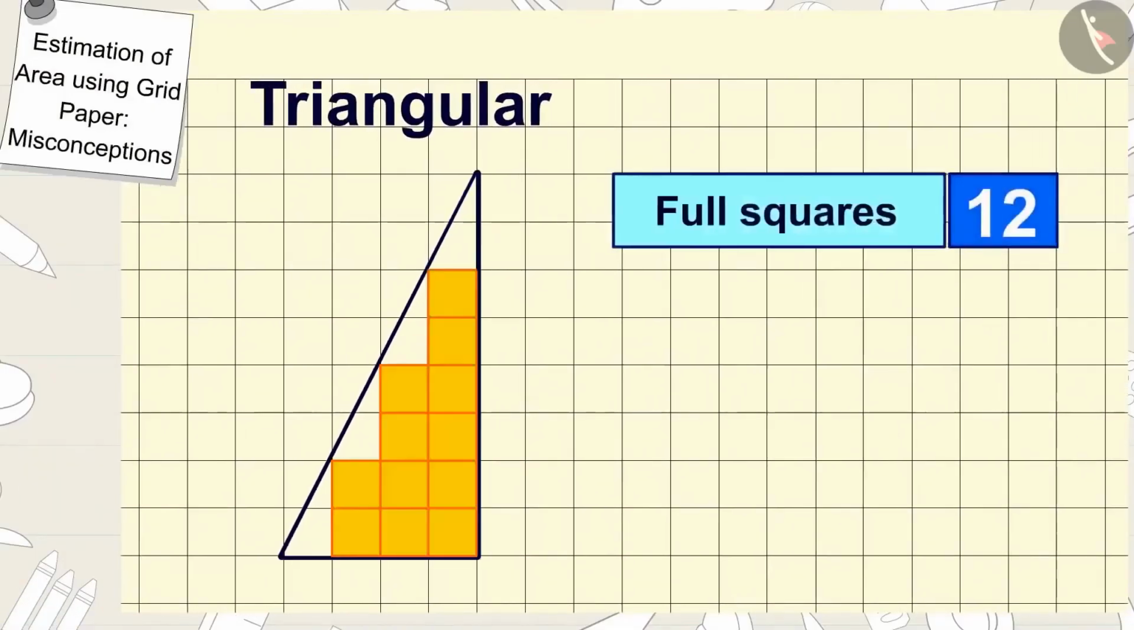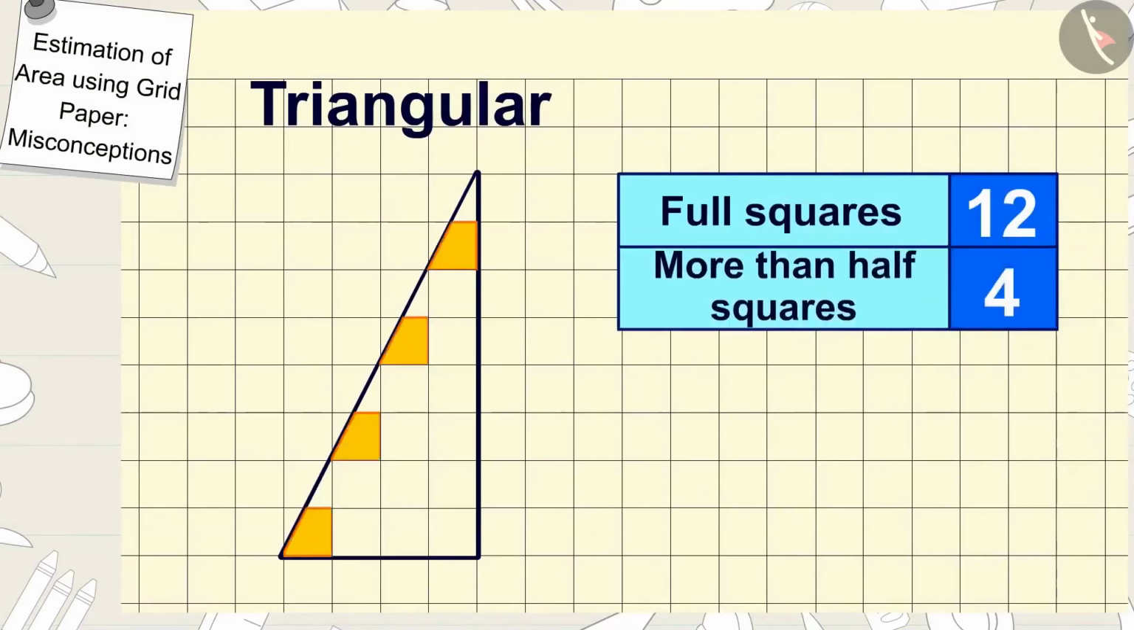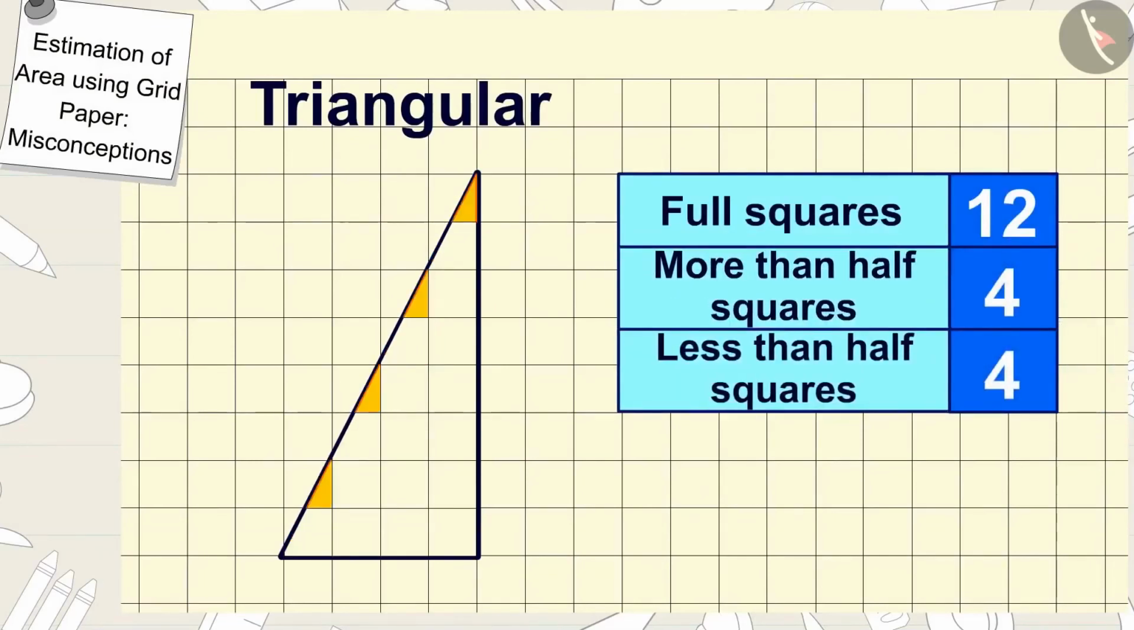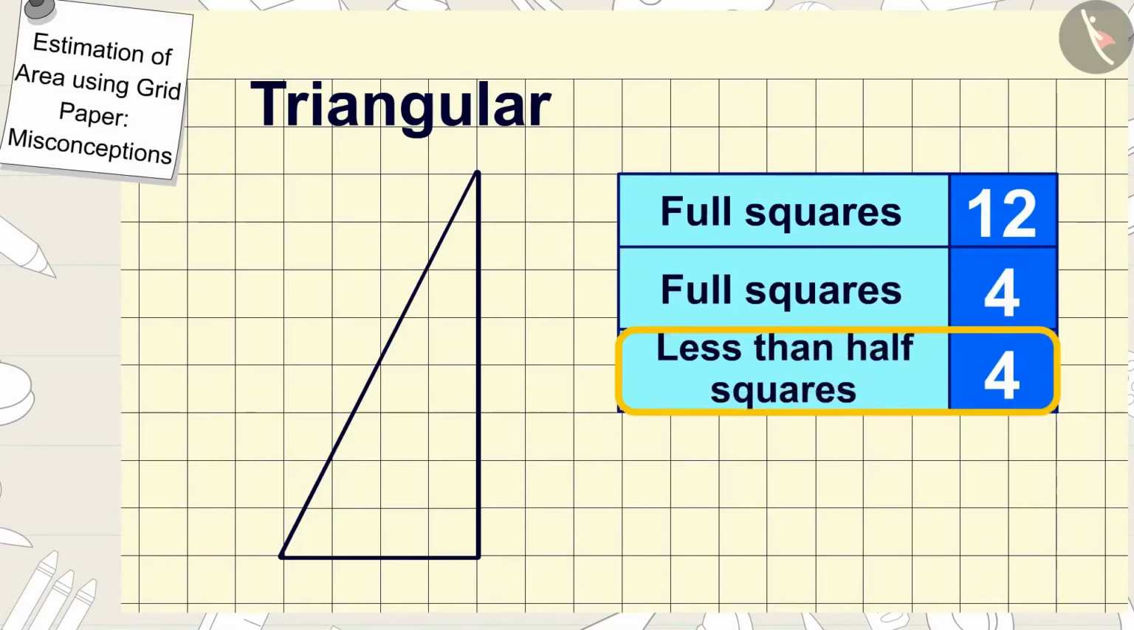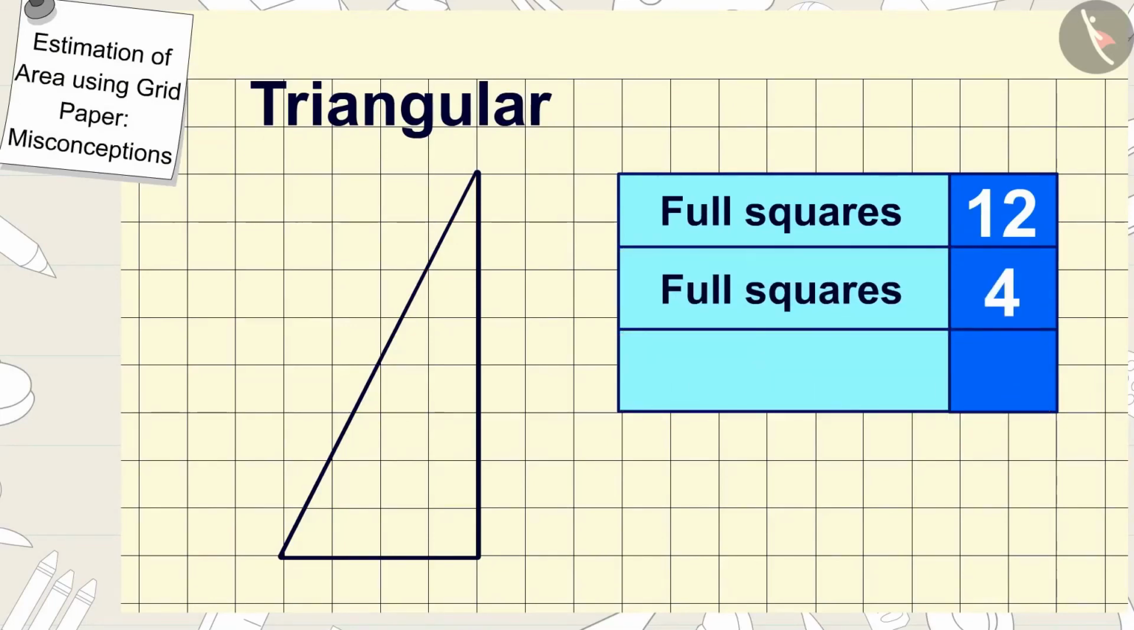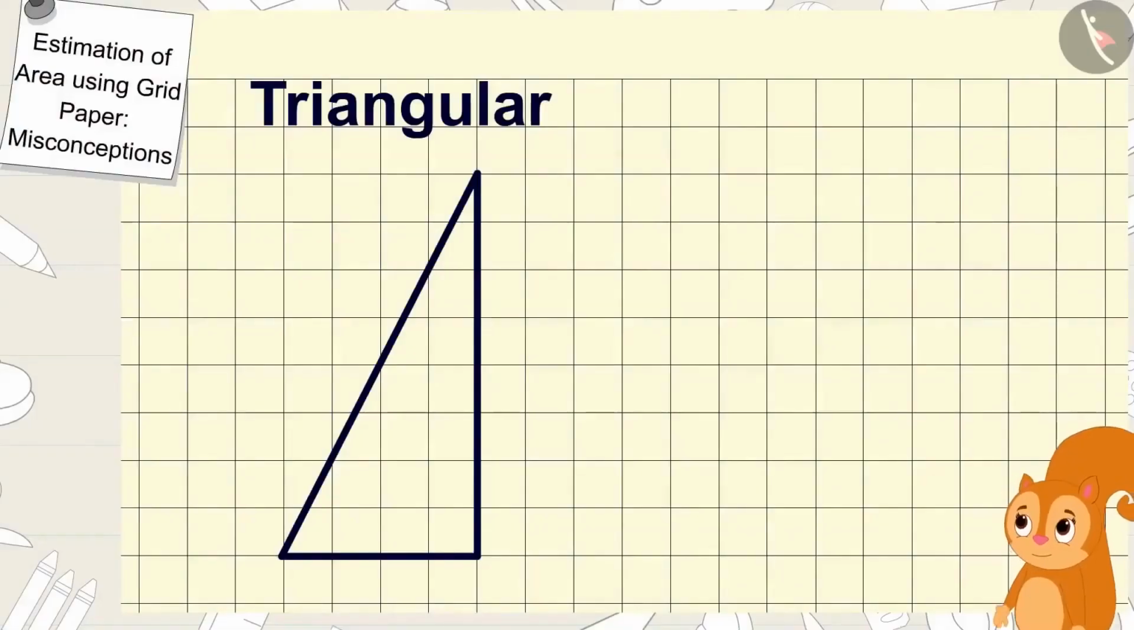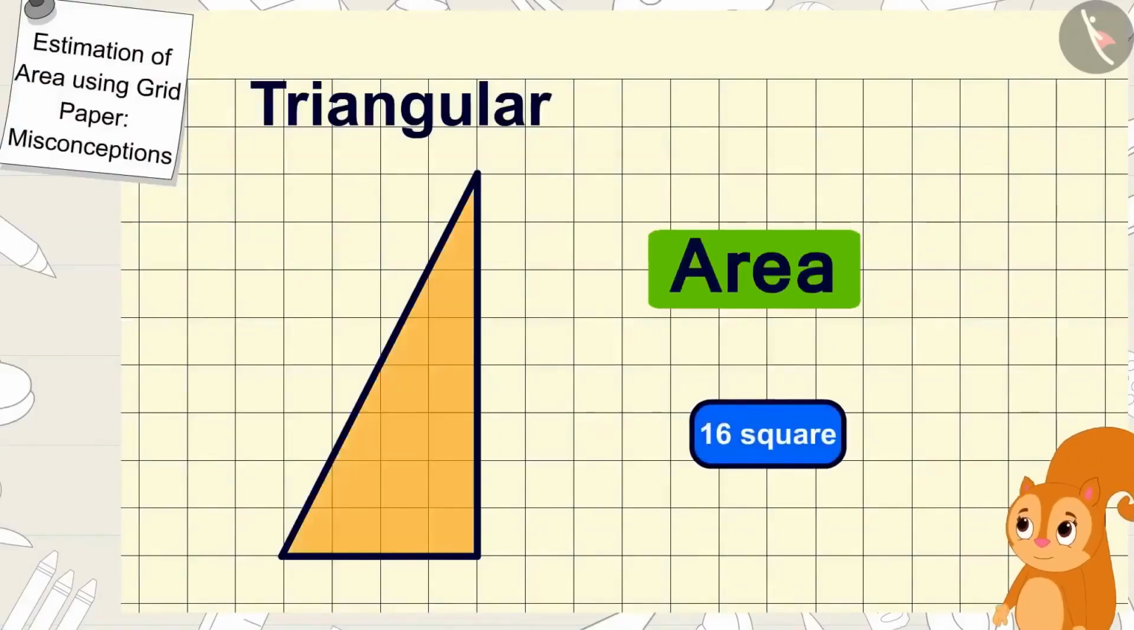There are 12 full squares in the area of the triangle-shaped plate. There are 4 more than half squares and 4 less than half squares. So we will count 4 more than half squares as 4 full squares. And we don't count the less than half squares. In this way, there are 16 squares in the area of the triangle-shaped plate. Chanda too found the area of the triangle-shaped plate just like you.